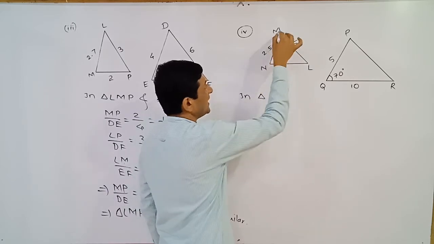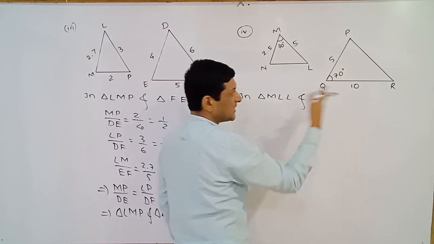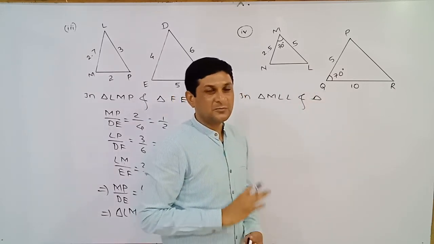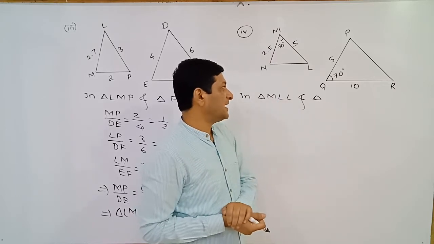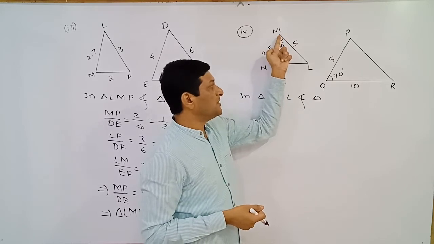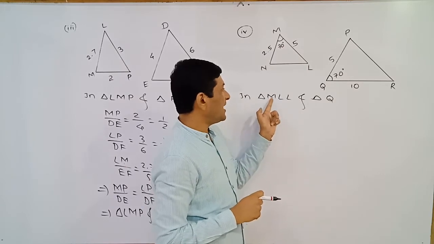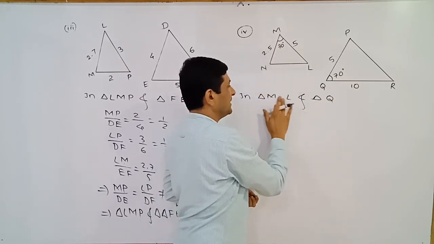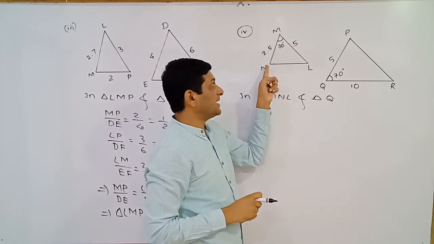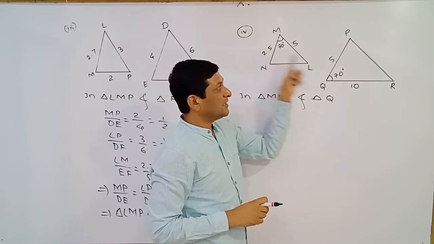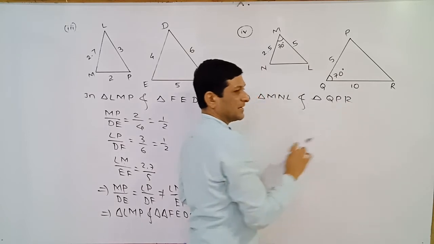So let us consider the first triangle, triangle MNL, and another triangle, and we write the second triangle in such a way that the correspondence does not get disturbed. Here the corresponding angle of M is Q, because both the angles are 70 degrees. Now N is here. MN means this side, and the corresponding side of MN will be QP. So QP, and lastly write down the third vertex R.